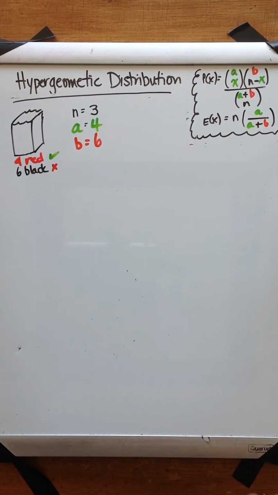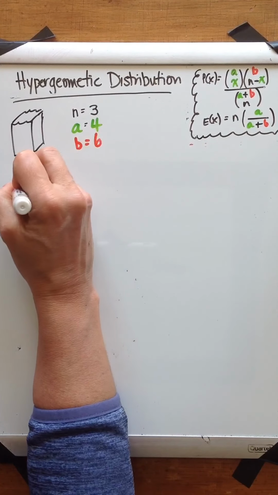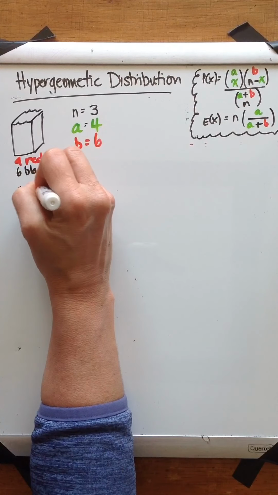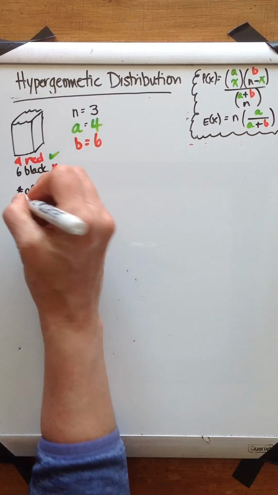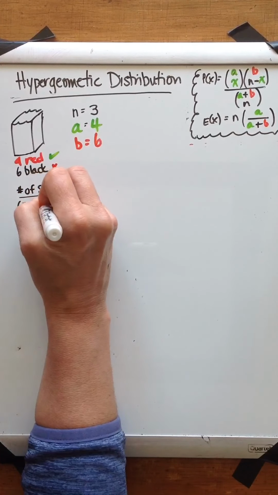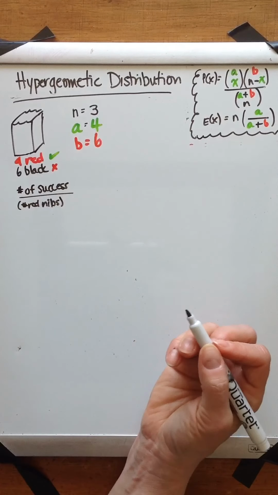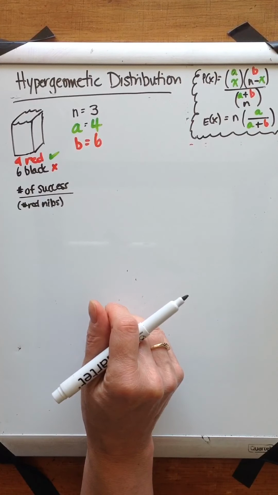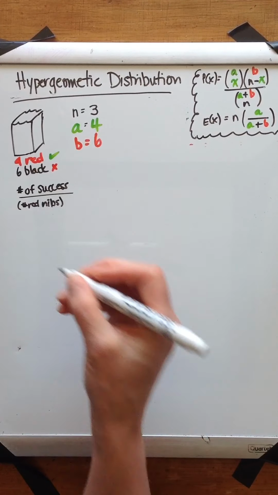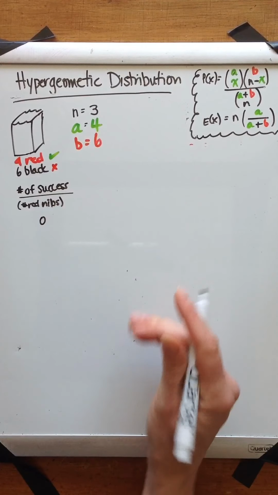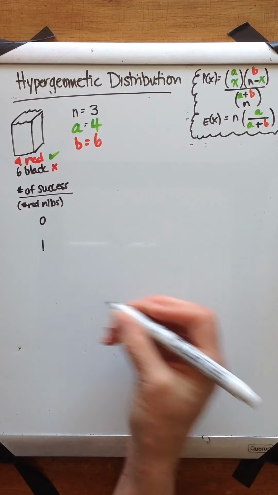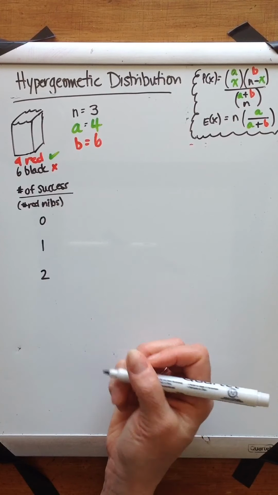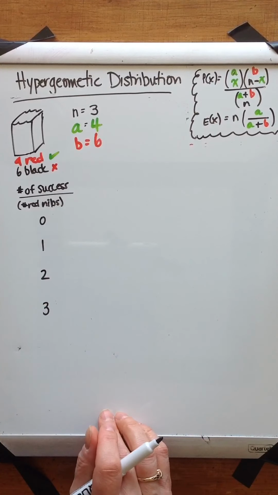All right, here's our distribution table. Let's look at the number of successes that we could have, or in other words, how many red nibs can we get? If we're going to reach in, choosing 3 nibs without replacing them, we could reach in and get none. We could reach in with those 3 draws and maybe get 1 out of the 3 being red. We could have 2 out of the 3 being red, or we could end up getting all 3 of the 3 being red.